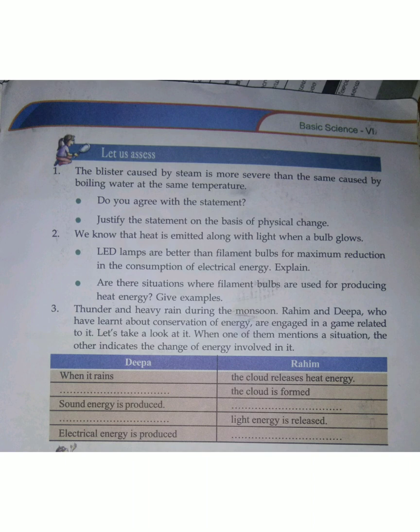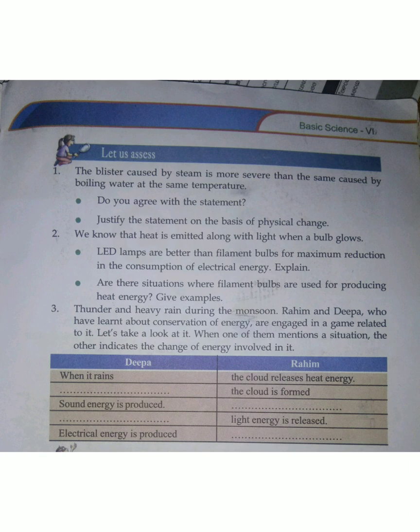Okay. Now the third question. Thunder and heavy rain during the monsoon. Rahim and Deba, who have learned about conservation of energy, are engaged in a game related to it. Let's take a look at it. When one of them mentions a situation, the other indicates the change of energy involved in it. Okay, now look at the table. There is a two-column table. First column Deba and second column Rahim.